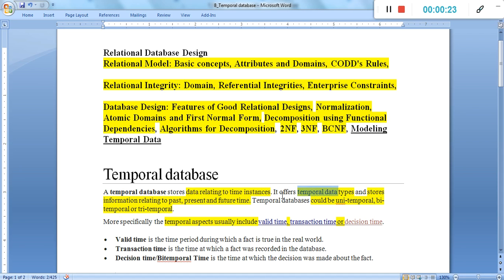It uses temporal data types and stores information related to past, present and future time. If we store data related to a particular entity which shows the past, present and future data, then we can say that it is a temporal database. A temporal database could be unitemporal, bitemporal or tritemporal. These are again scenarios related to a temporal database. We will learn about them in detail.